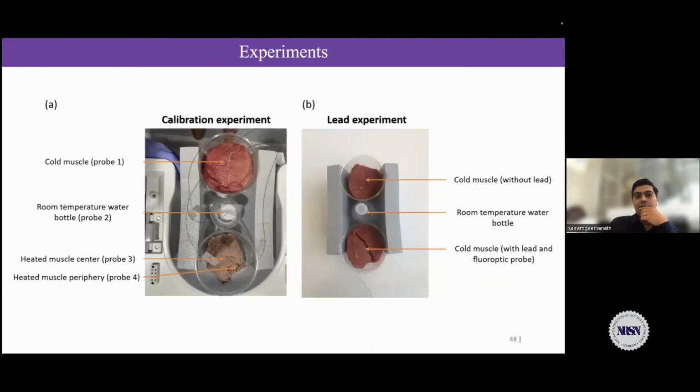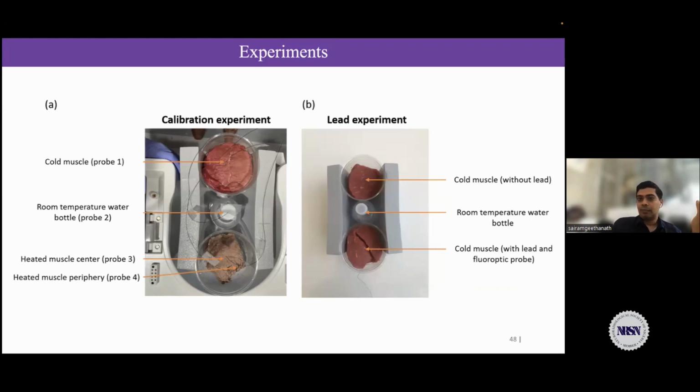So we did some ex vivo experiments with bovine muscle, and you can actually see the three tissues. We used fluoroptic temperature probes as the gold standard to measure these temperatures. In the middle is a water bottle at room temperature. On the top is cold muscle, and on the right is a microwaved piece of steak, basically bovine muscle. And you can see the color change because of the loss of water.